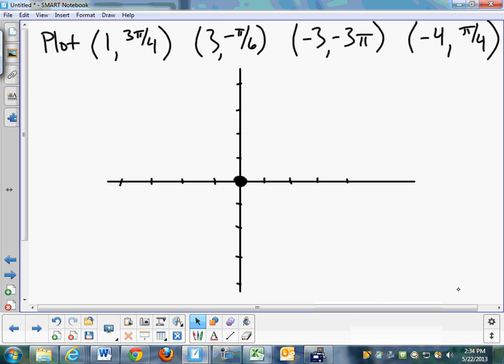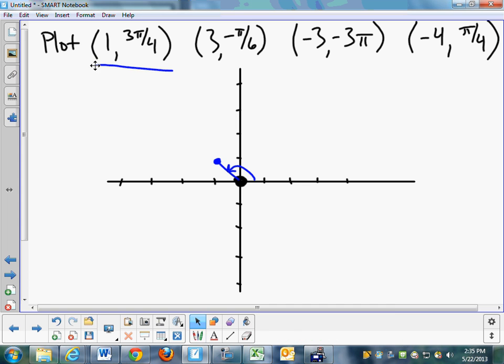Okay, let's check here, guys. Let's see how you did. They call the origin the pole because you rotate around the pole. And so I'll do the first one in blue. We have 1, 3 pi over 4. So I sketch 3 pi over 4, which is going to place us right here. And I go 1 unit in that direction. And so it would just be that coordinate right there, approximately.